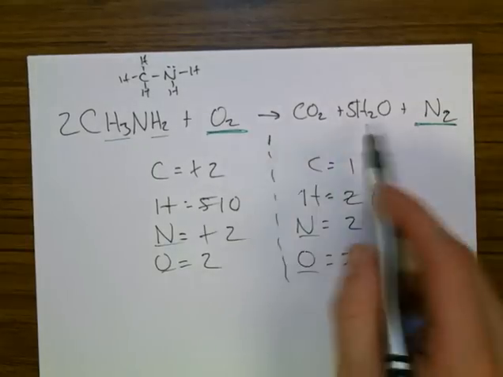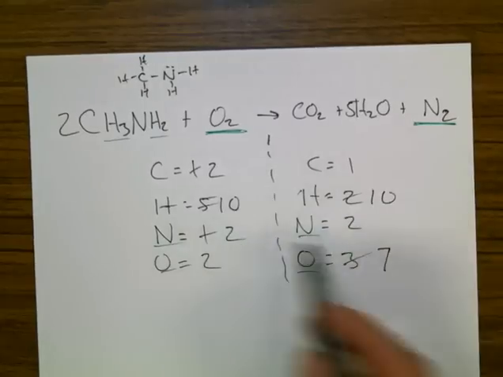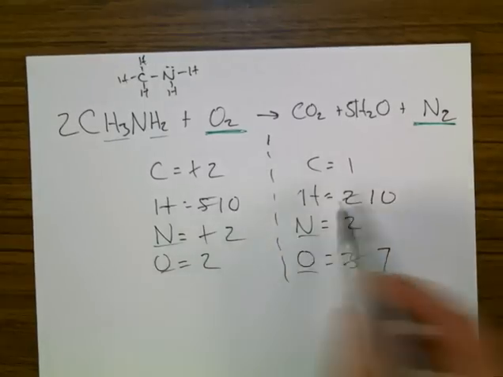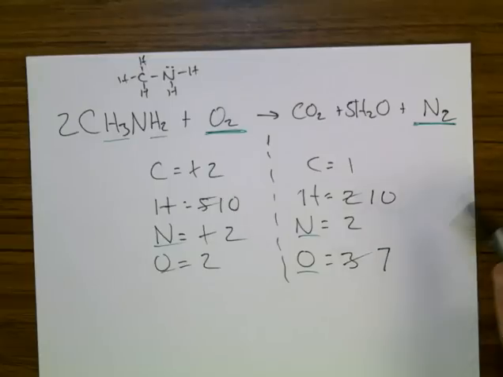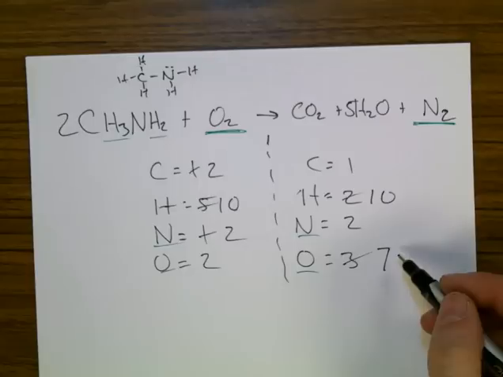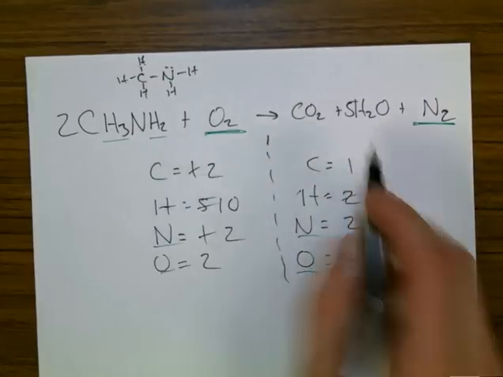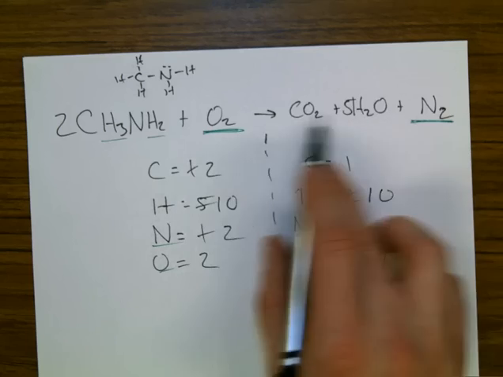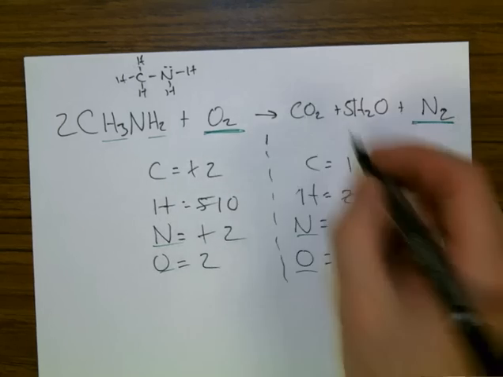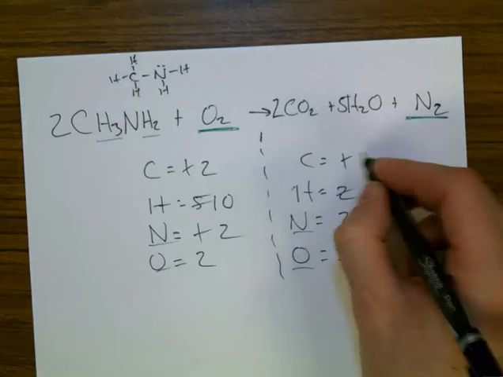So always make sure you do the count. Now I've got my nitrogens balanced and I have my hydrogens balanced. I could work on the carbon. Remember I said leave things like the nitrogen and the oxygen to be balanced at the end. So for the carbon I have 2 over here, I need 2 over here. So I look to see where I'm going to put my 2 as a coefficient. I'm going to have to put my 2 in front of here. That changes my number of carbons, so now I have 2.